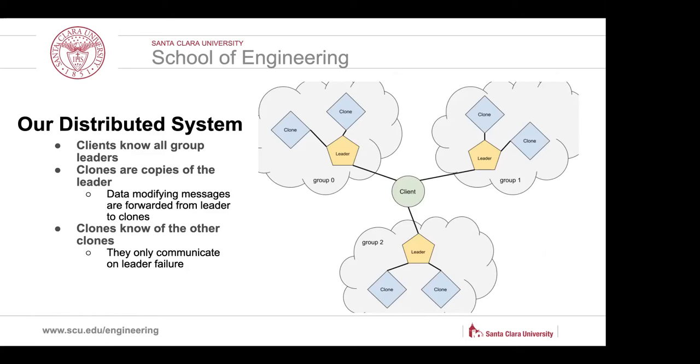This is to keep things pretty straightforward and minimal. So the client doesn't need to store a huge table of 9 nodes. Instead, they're storing 3. And theoretically, each group could connect to another group too. And then clones do know each other. So in group 0, you can see that there's 2 clones. They do know that there's 2 clones, so there's another one that exists. And this is really only there so that they can do an election process on leader failure.